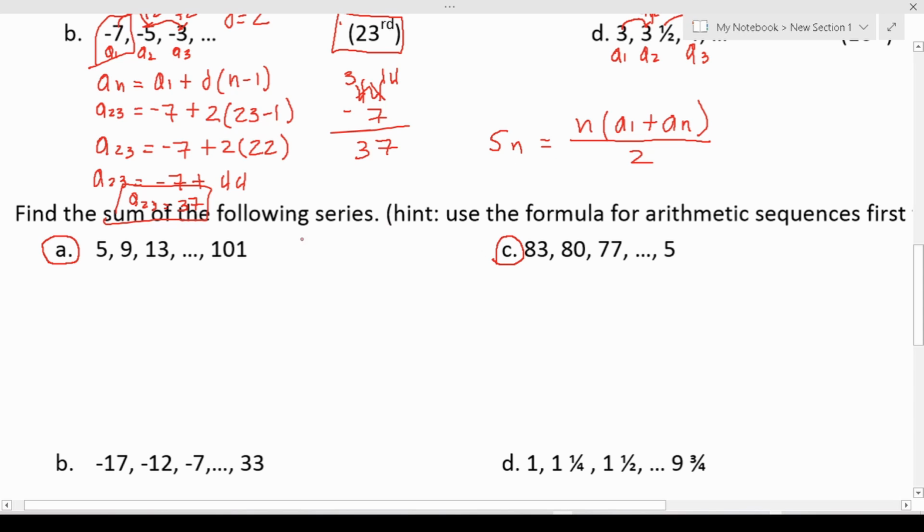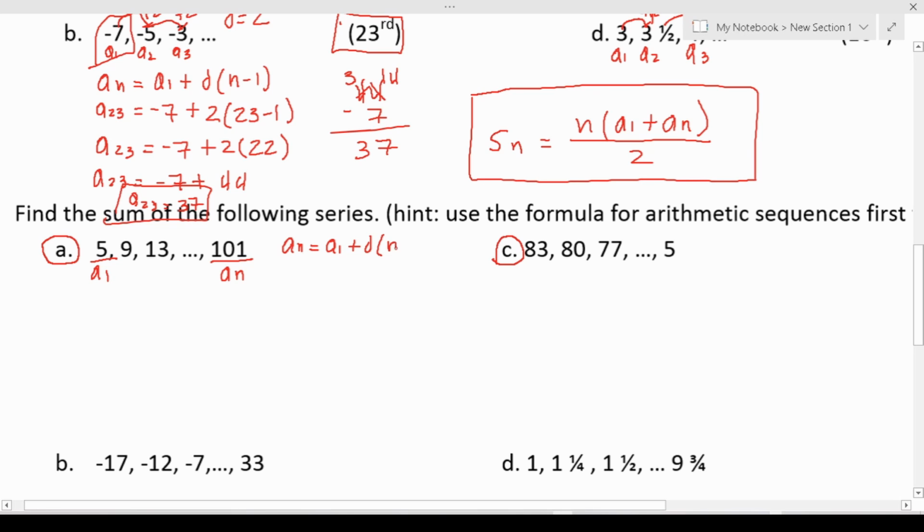So in this case, we want to find the sum of the numbers in this series that starts at a1 and ends at an, which is 101. In order to do this, we have to figure out what n is before we can apply this formula. So in order to do that, we're going to have to make use of this formula again. Again, an equals a1 plus d times n minus 1. And by solving for n, we'll figure out what n is here.